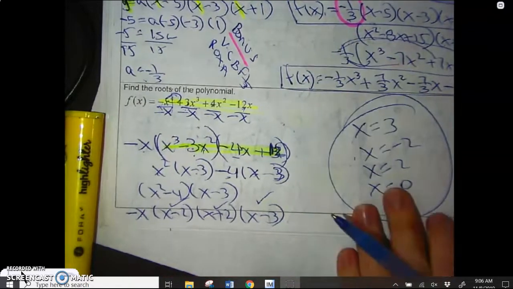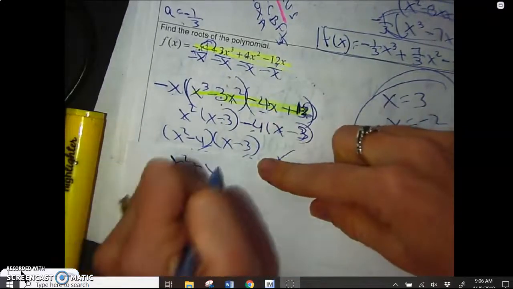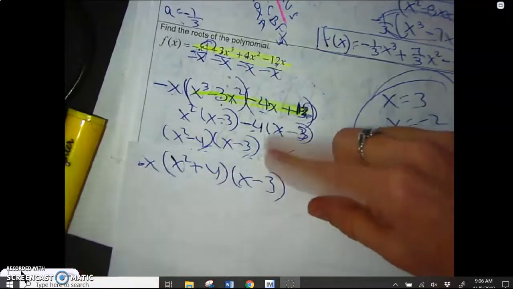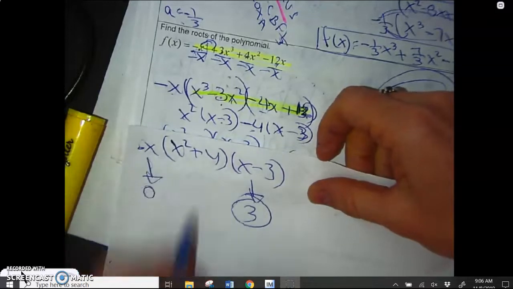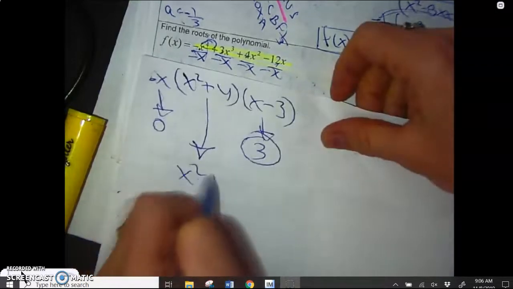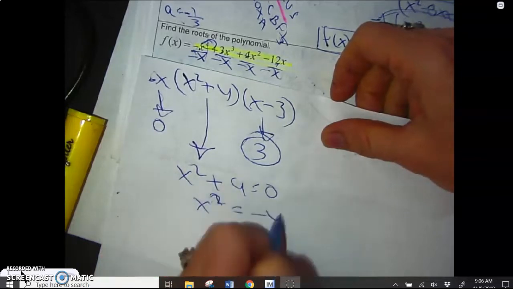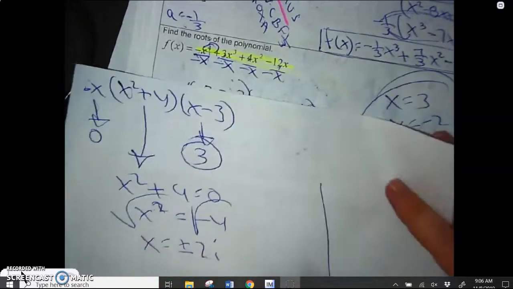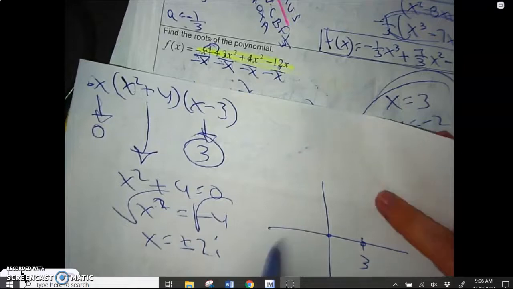Okay? All right, I want to point out that if this said x squared plus 4, x minus 3, and we had a negative x, I want you to see the difference in the answer. This would still be 3. That would still be 0. But this you would have to go x squared plus 4 equals 0, subtract 4, square root, x equals plus or minus 2i.